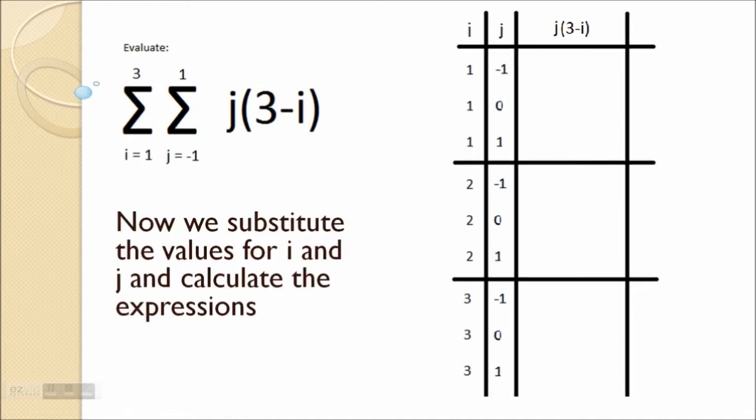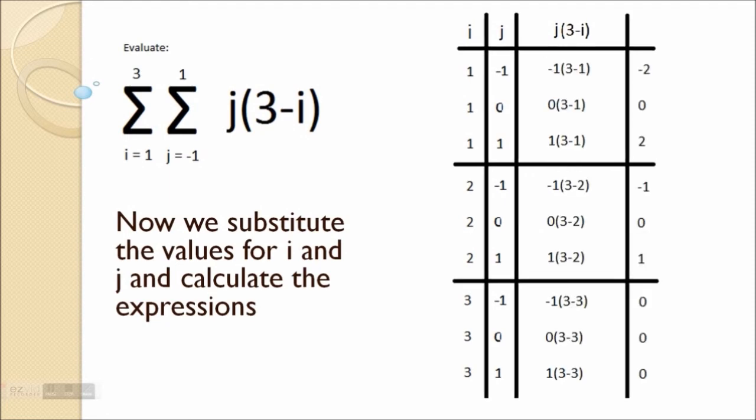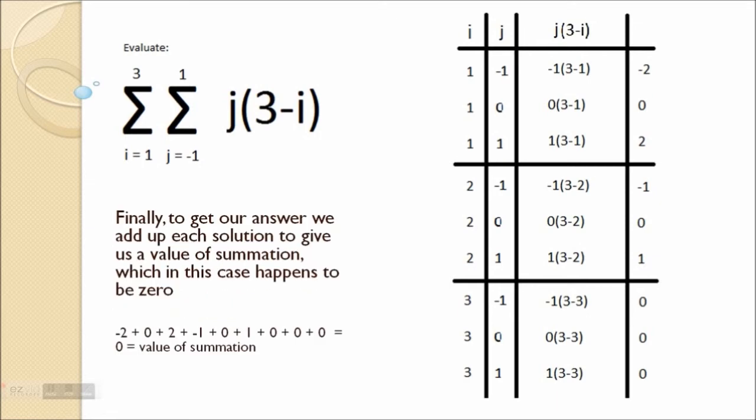Now we substitute the values for I and j and calculate the expressions. Finally, to get our answer, we add up each solution to give us a value of summation, which in this case happens to be 0.